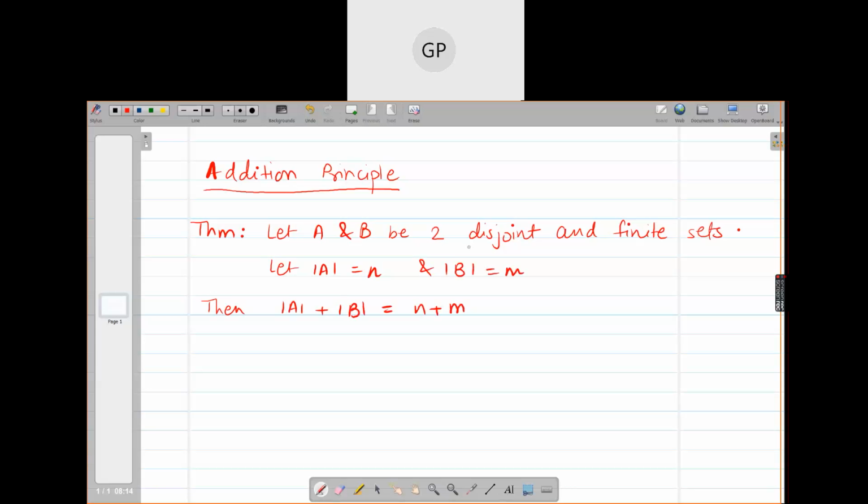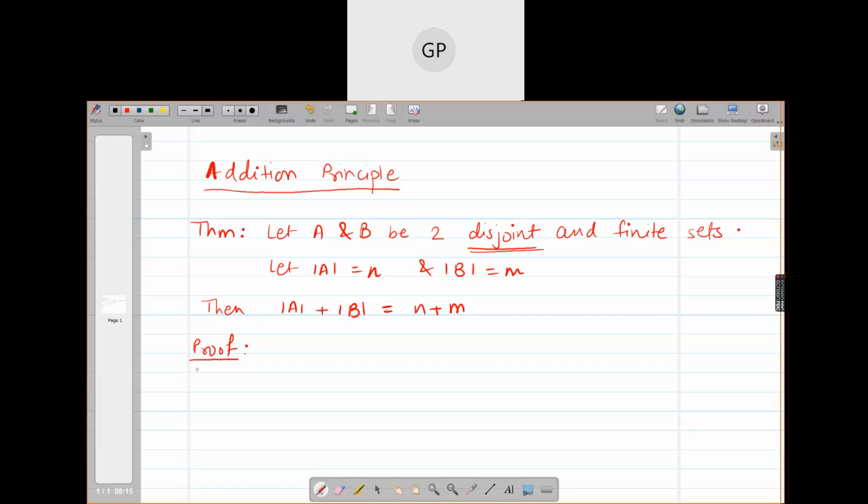Here we have to understand that the sets are disjoint. Disjoint sets means, what do you mean by disjoint sets? Girls, what do you mean by disjoint sets? Do you hear me?